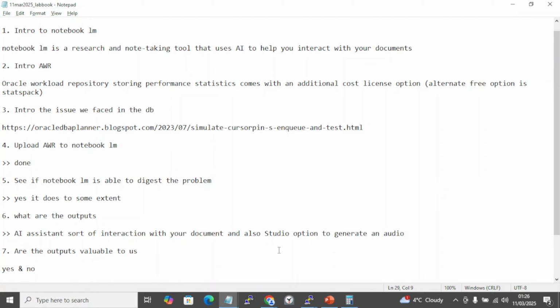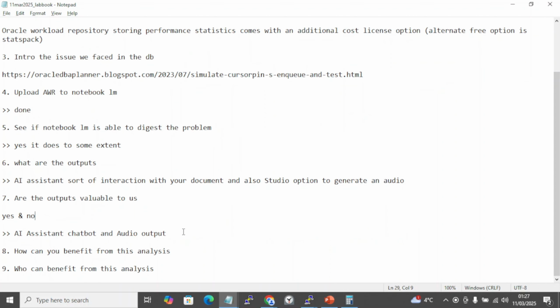Maybe for someone who is starting a career in Oracle database, this NotebookLM might be useful. But right now, for me, I see a lot of hits and misses. Maybe I am not interacting in the right way. If you know a better way to interact, let me know. But this is how I started.